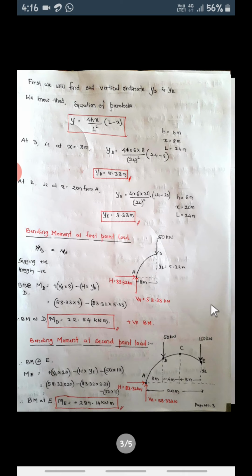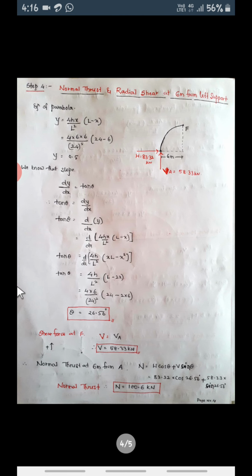Now the third point they have asked, as usual, is normal thrust and radial shear at 6 meter from the left support. You have to calculate the normal thrust and radial shear at 6 meter from the left support. So see, I'll mark this point 6 meter from A and indicate it as point F. This is 6 meter and this is support A. As usual, these are the two reactions we have shown.